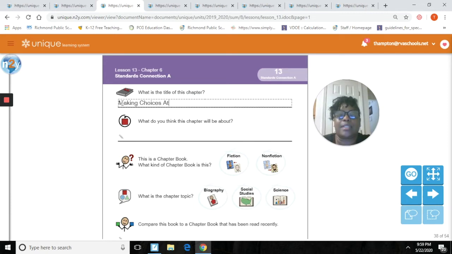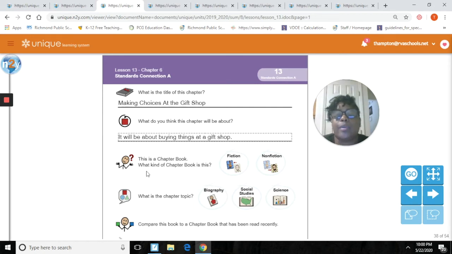Making Choices at the Gift Shop. All right, what do you think this chapter will be about? I think it will be about buying things at a gift shop. Okay, could be. We have to read and find out, right?